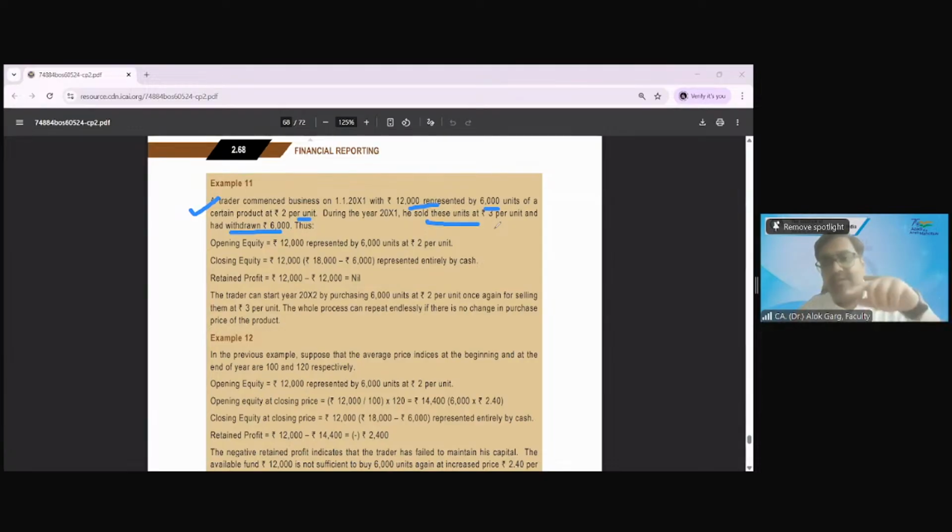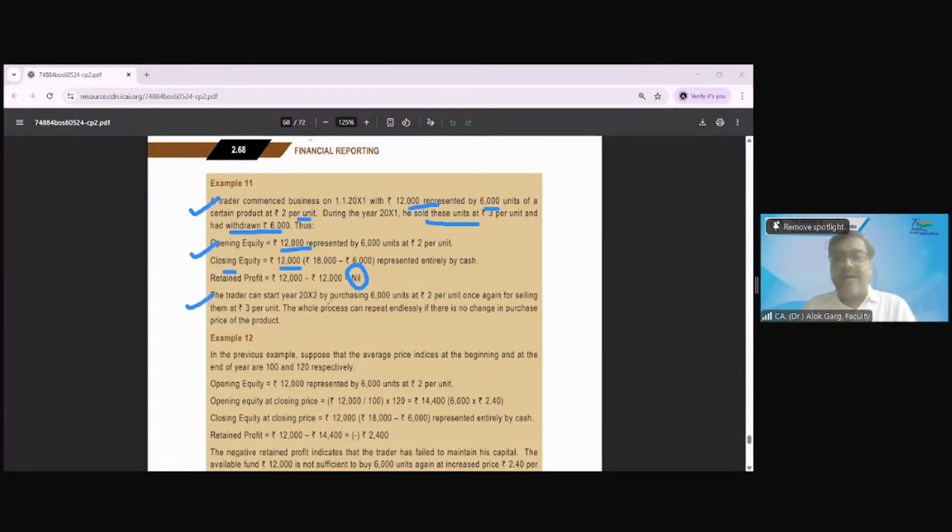How much capital has he introduced? 12,000. So opening equity was 12,000, opening capital. Closing equity is also 12,000. What is the retained profit? Zero rupees, sir. Nothing, because he has withdrawn whatever he has earned. All the profit he has withdrawn. Meaning whatever profit came went out as dividend, so zero retained earnings.